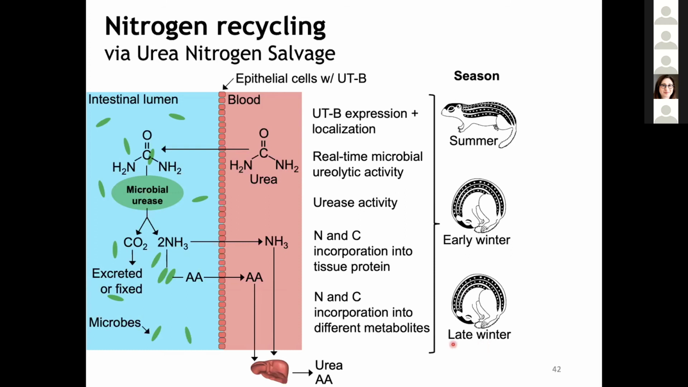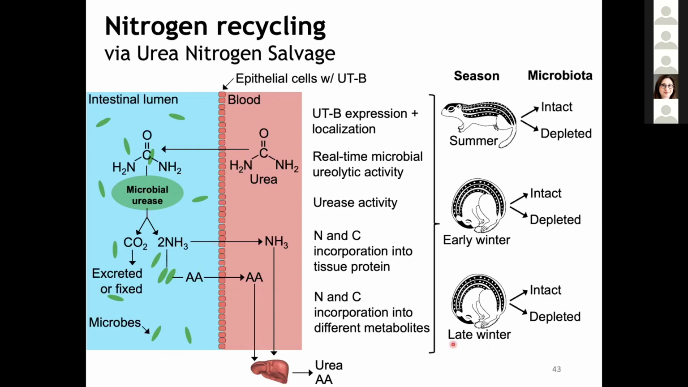Within each of these seasonal groups, we have 2 additional groups: one with a naturally intact gut microbiota, and another with a depleted microbiota, which we accomplished using an orally administered cocktail of antibiotics. For the sake of time today, I'm going to go through some of the results pretty quickly, but I'm happy to discuss details of this project in more depth with anyone, either during the question session or via email later on if you'd like to learn more.